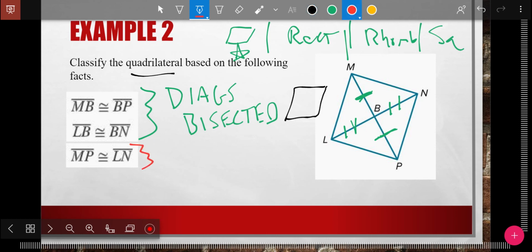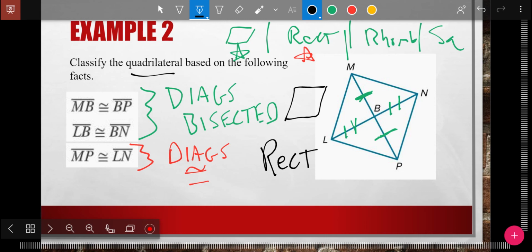Now this says down here, MP is congruent to LN. MP is the whole diagonal, LN. So this is saying diagonals are congruent. So go to your list. Which list has diagonals being congruent? Is that a rhombus rule? Is that a parallelogram rule? Rectangle rule? Square rule? Diagonals congruent is a rectangle rule. And so now I could say that it is a rectangle. So this one for sure, I could say it's a parallelogram and a rectangle.